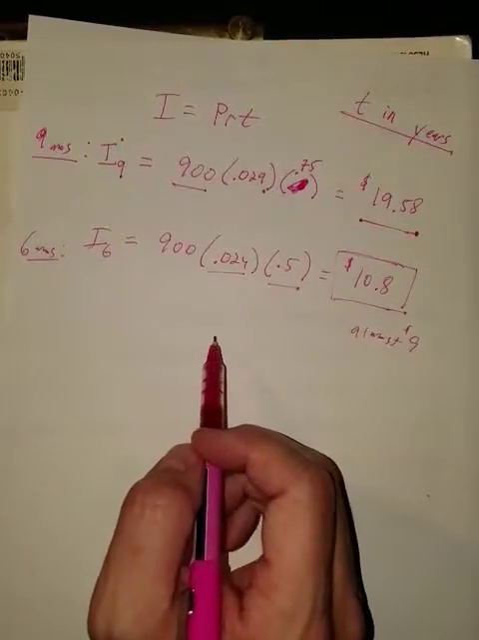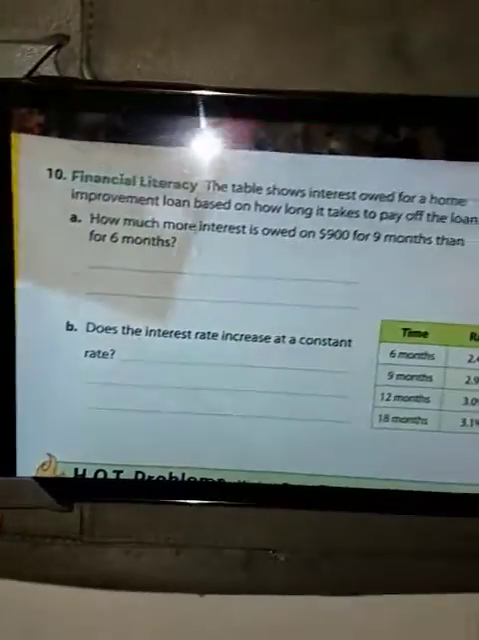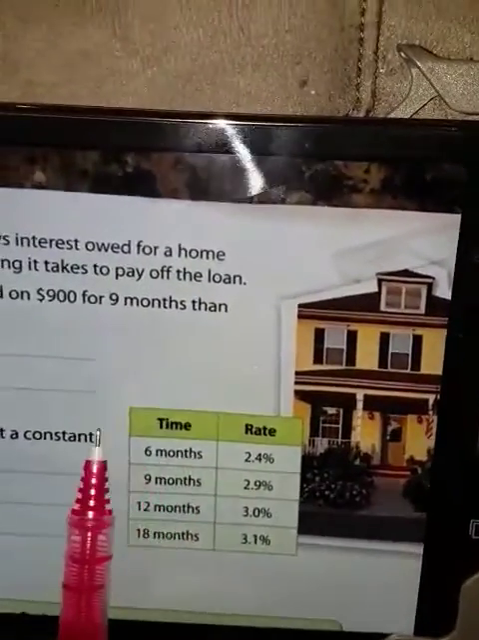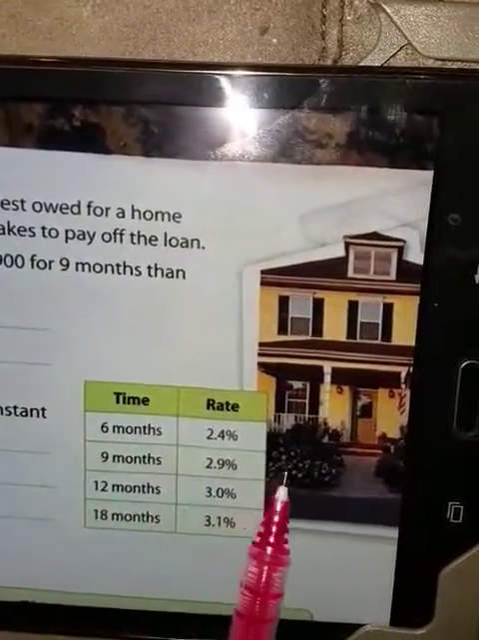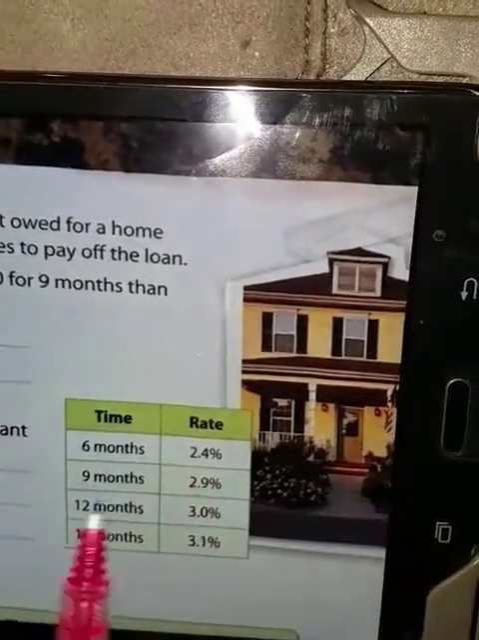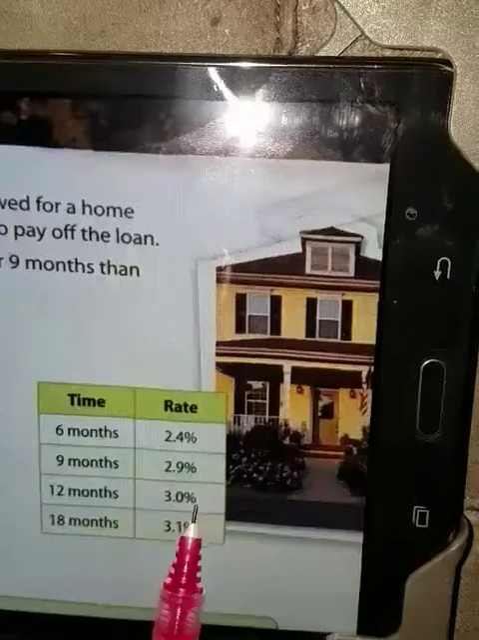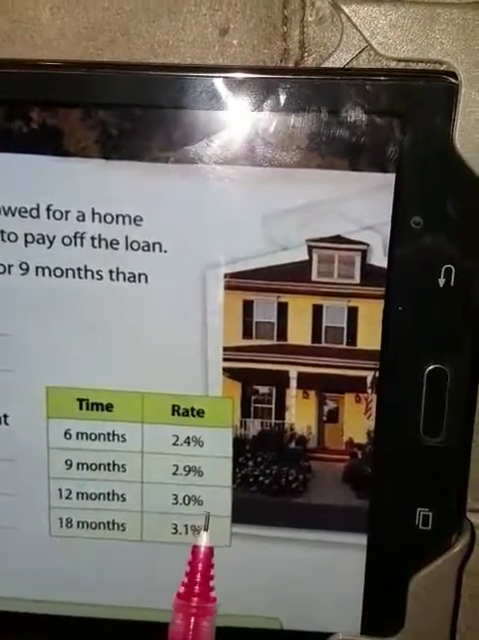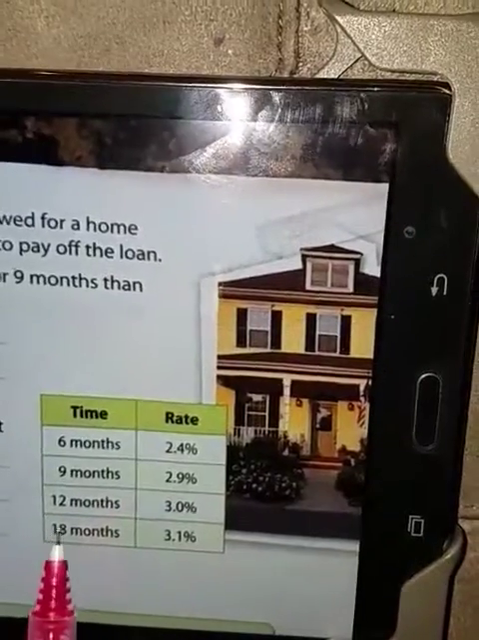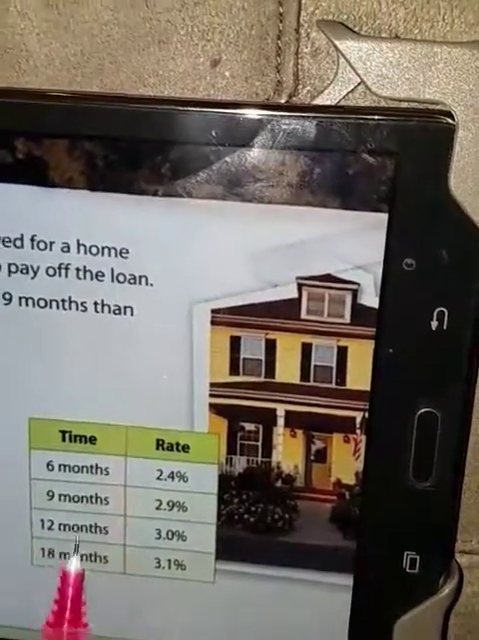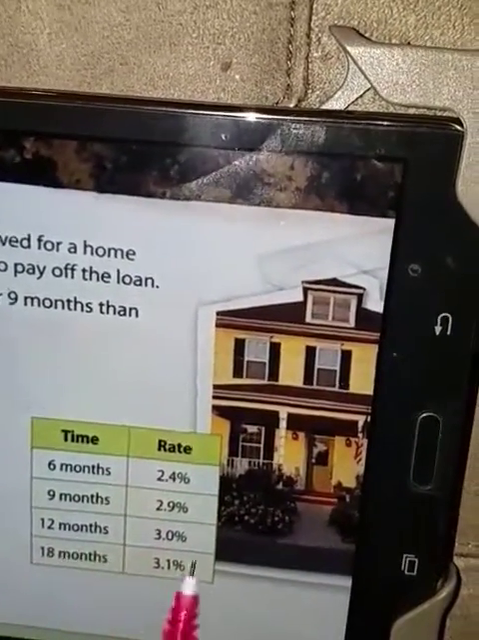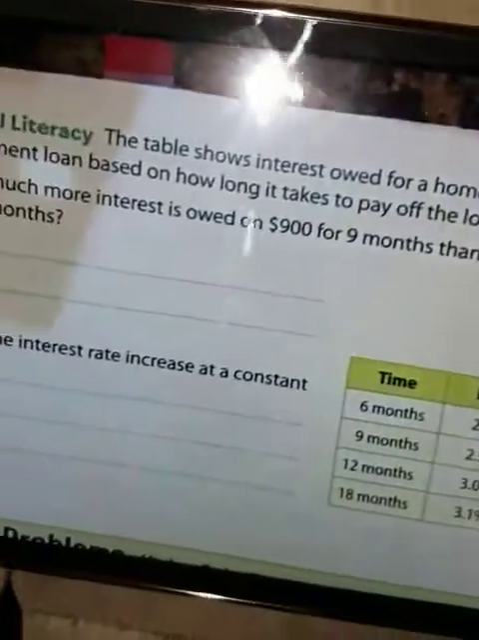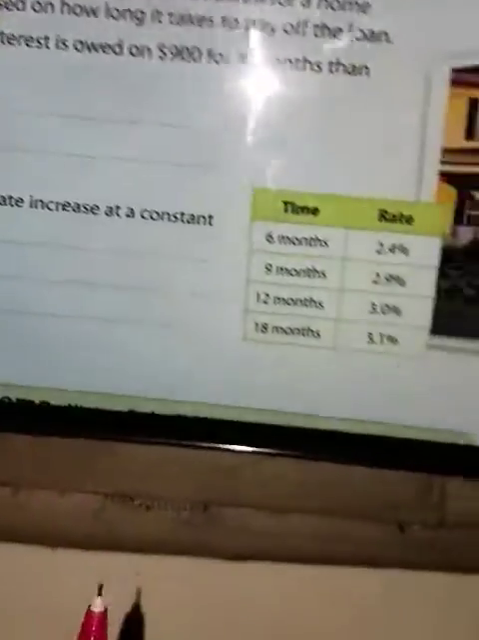Okay, letter B is asking, does the interest rate increase at a constant rate? No, because the first 3 months it goes up 0.5%, right? Then the next 3 months it goes up 0.1%. Then the next 6 months, 12 months, 18 months, it goes up 0.1%. That's not a constant rate. It's sort of random, it seems. So the answer is no.